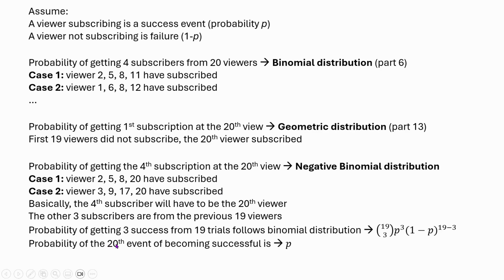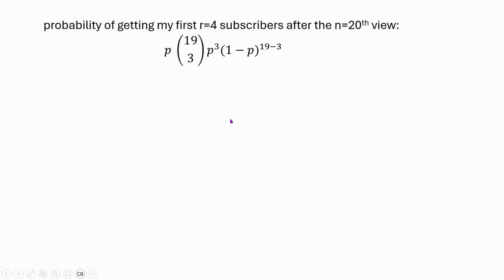Now, after the 19 trials, the 20th event or the 20th trial has to be a success according to the negative binomial distribution. So probability of that is nothing but p. So what is the actual probability of this whole thing? Probability of getting the fourth subscription at the 20th view. The probability of that is something like this. So you have the binomial thing and then multiplied by p.